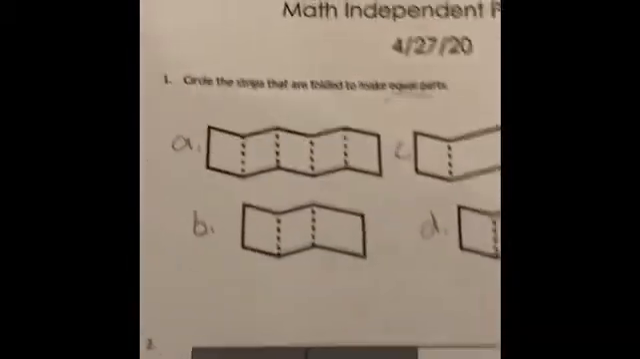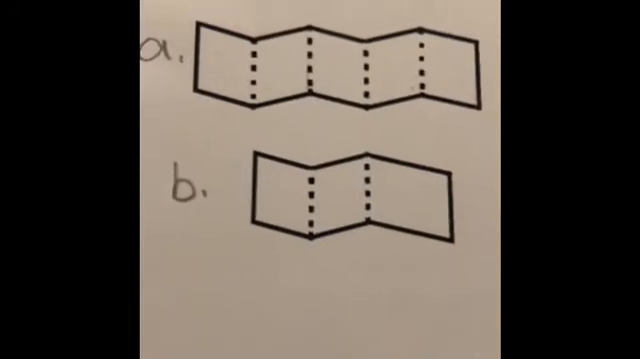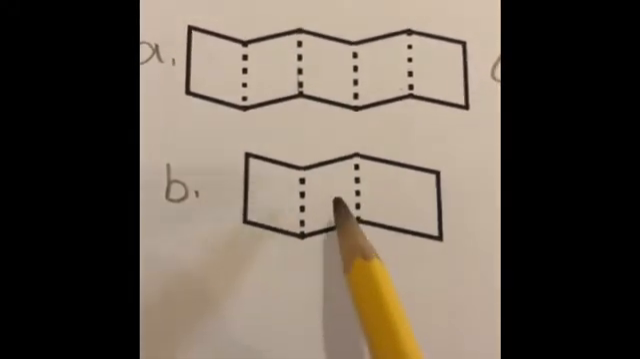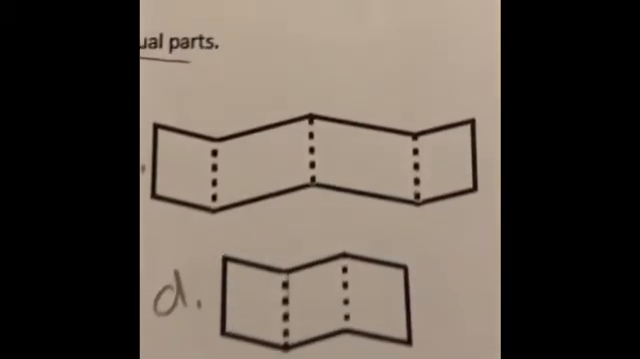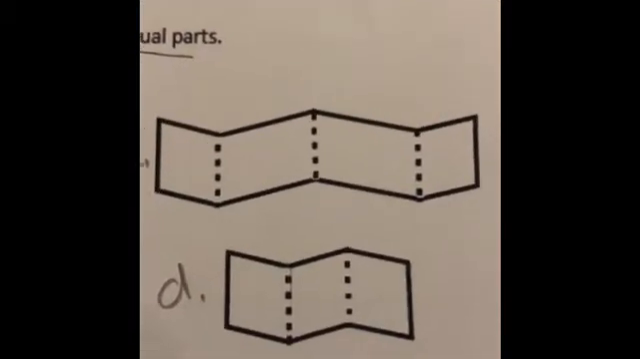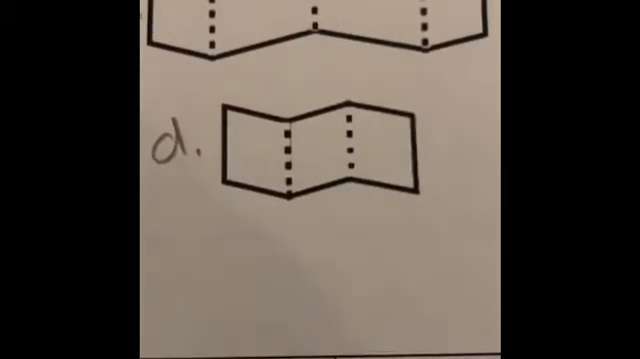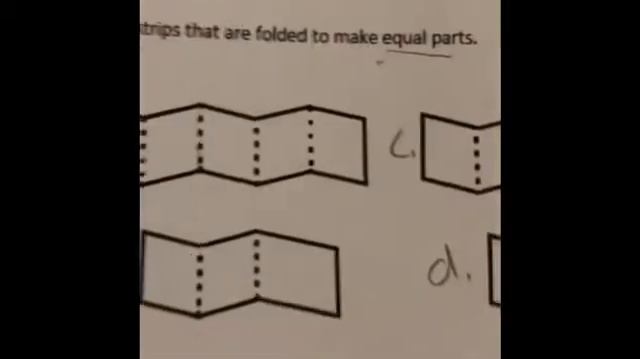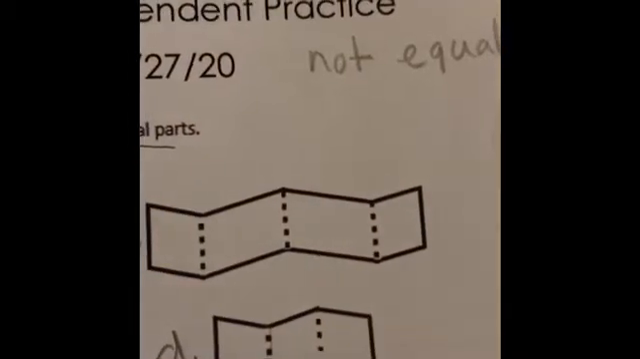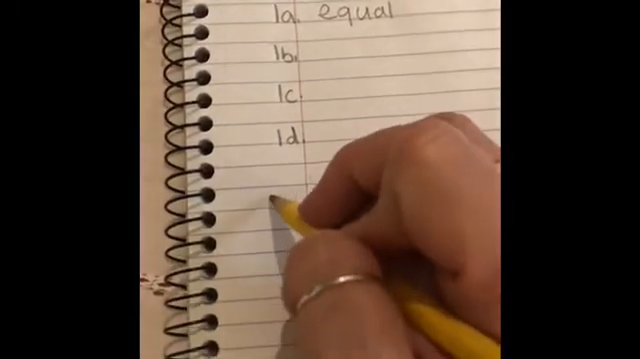So take a look at B. Do you think 1B that these parts are equal or not equal? Write it at 1B. Take a look at C. Equal or not equal? Take a look at D. Equal or not equal? Please write your answers here. Again, I'll let you look at those. B, C, D. Okay, now we're going to write on this paper 2A.